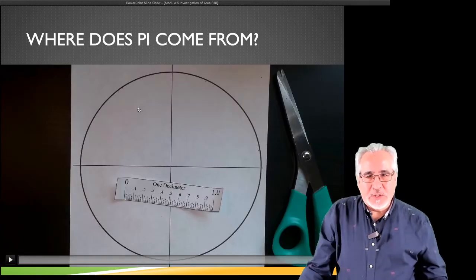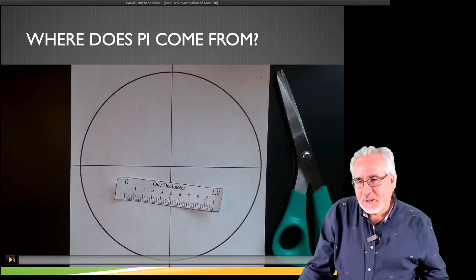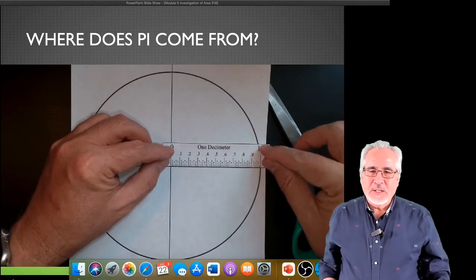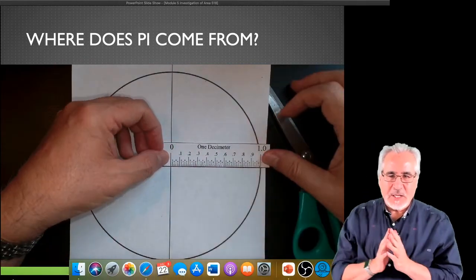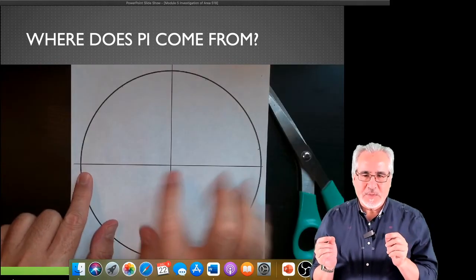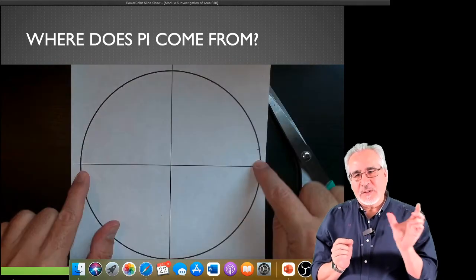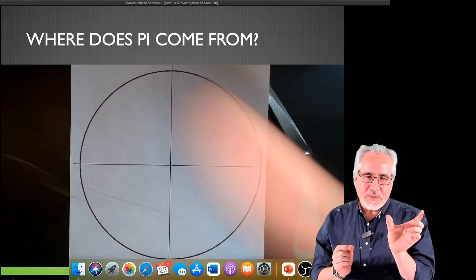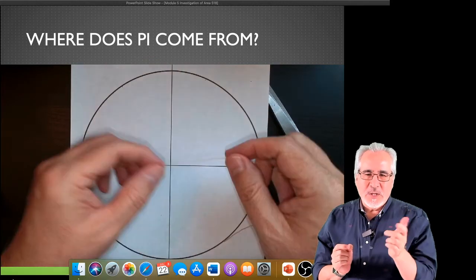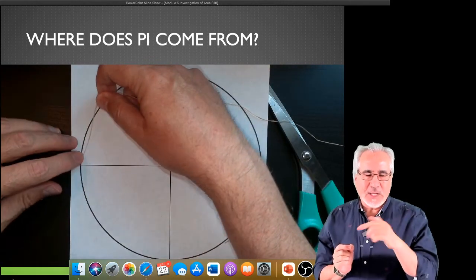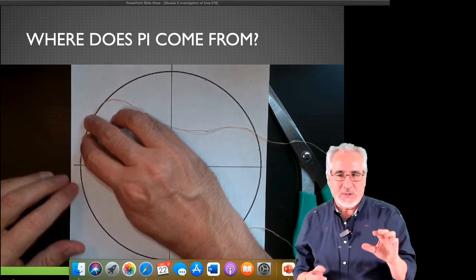Okay, so where does pi come from? Well, let's take a look at this. What we have here is a circle with a radius of 1 decimeter. That's 10 centimeters. Since that's the radius, halfway from the center to the edge, we're just going to see the relationship between that and halfway around the circle, not the full circumference, just half the circumference.